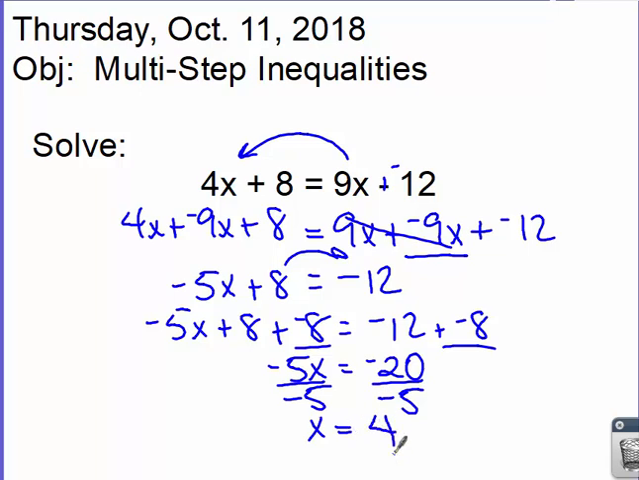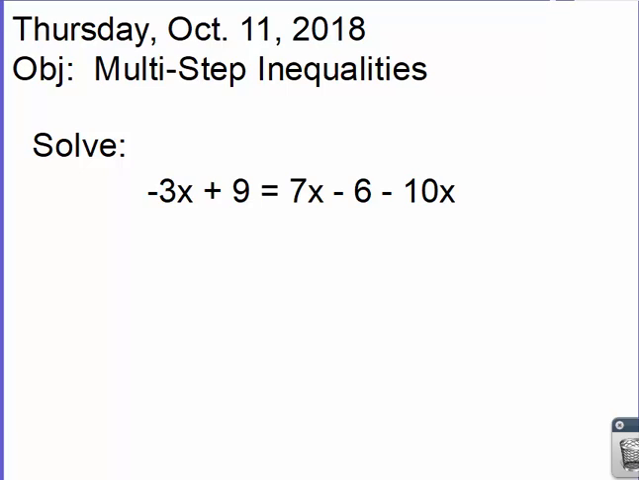So if I were to plug the 4 back into the original equation, we would show that both sides are equal. Okay. Now, what if I gave you this one? Now, this one's got a few more things in it. You'll notice over there on the right-hand side, we've got 2 x's. So before we do any math, as far as getting letters on one side or numbers on the other side, we need to put things together that we can.